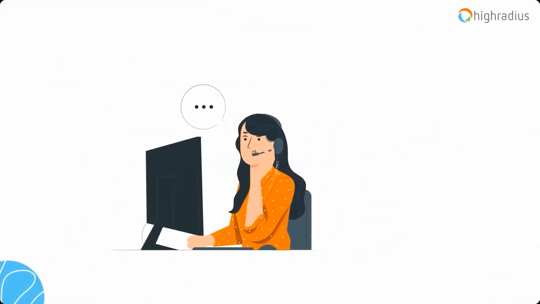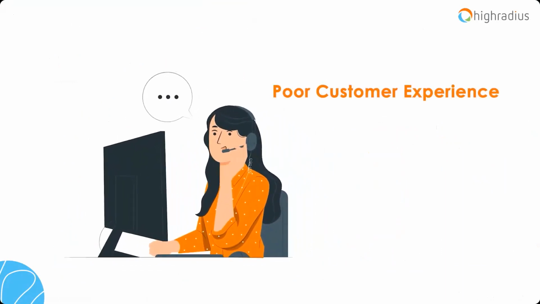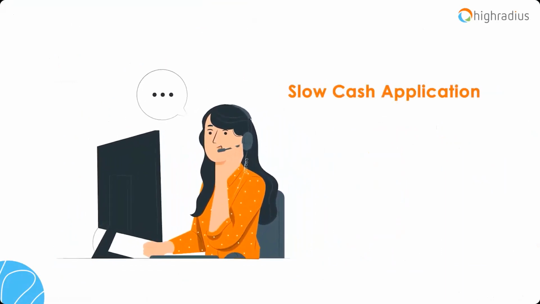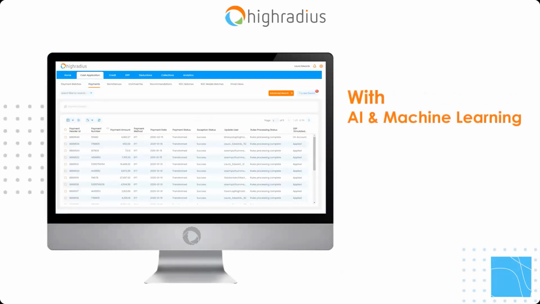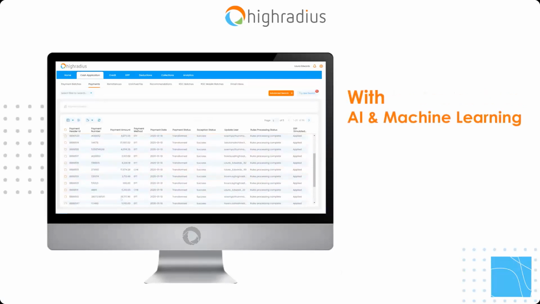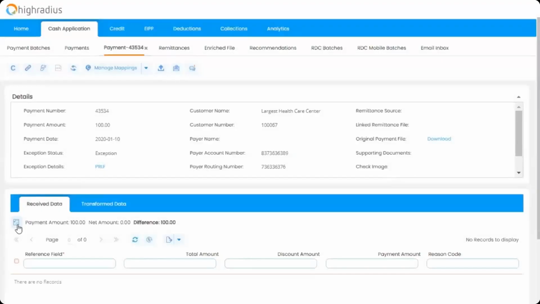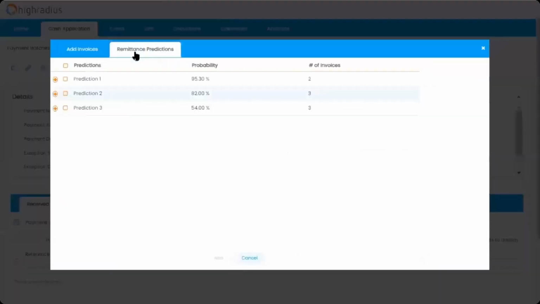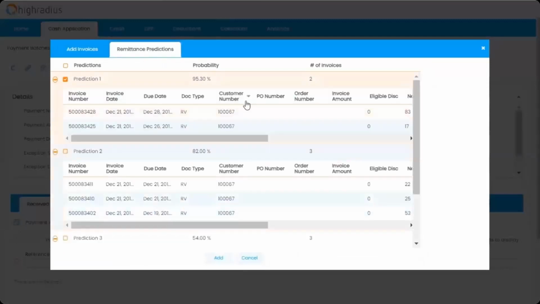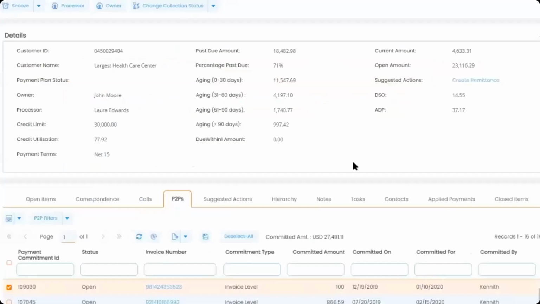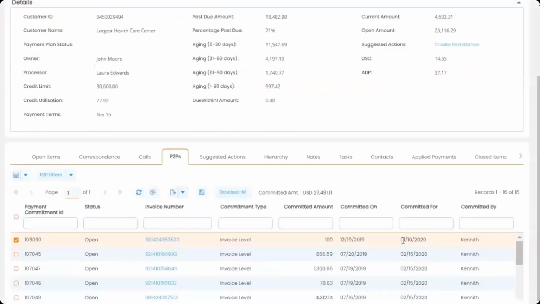Multiple interactions between cash application teams and customers not only impact the customer experience, but they also slow down the cash application process. HighRadius Cash Application Cloud leverages AI and machine learning algorithms to predict invoices as remittances against a particular payment. Based on your past analyst actions, AI recommends a set of invoices that can be potential remittances.